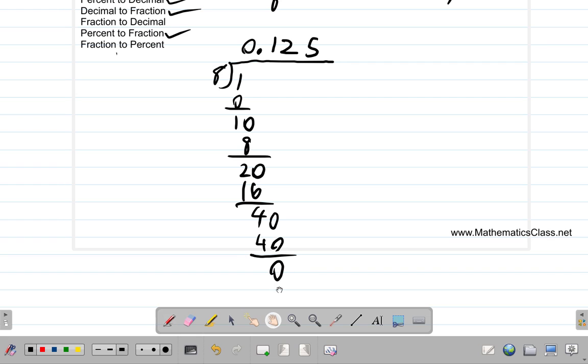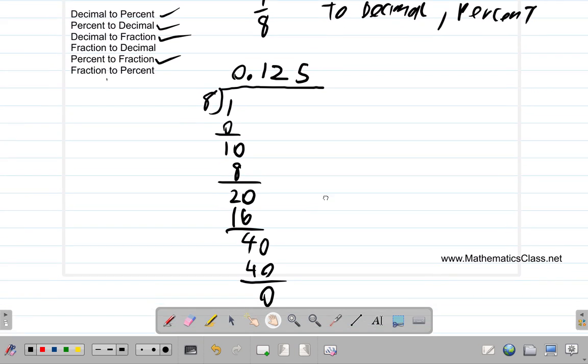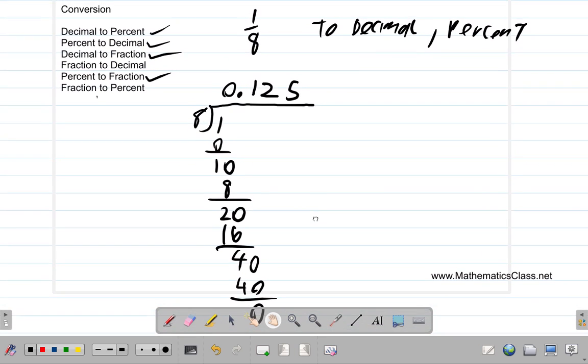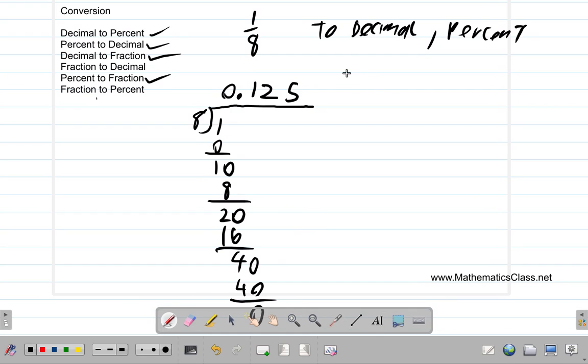So what you have, as a decimal, is 0.125. Now as a percent, what is it going to be? If you multiply 0.125 by 100, you get 12.5%. Alright, so you see that.